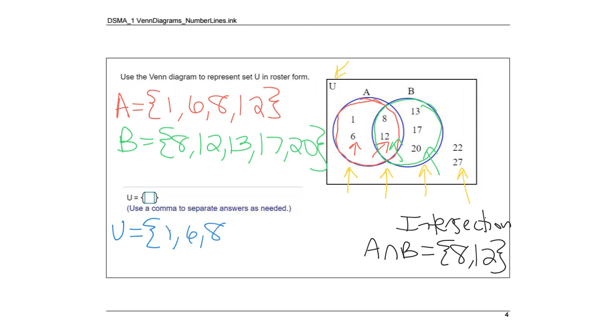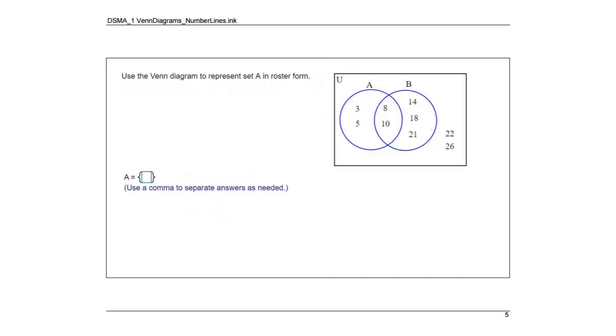So we're going to grab everything from A. We're not going to double count 8 and 12, but we need the rest of B. And then we have to grab the two numbers that are outside of the sets. Those are all the elements that are in U. Okay, so go ahead and look at this for a moment. We're going to do A and B.